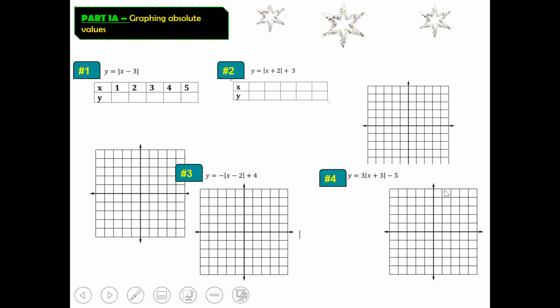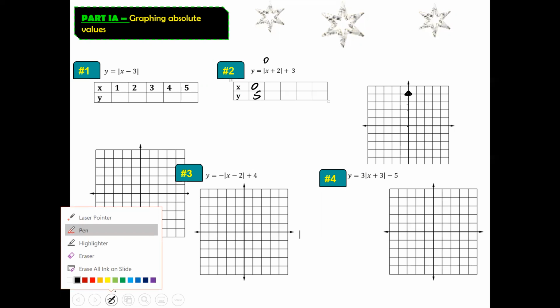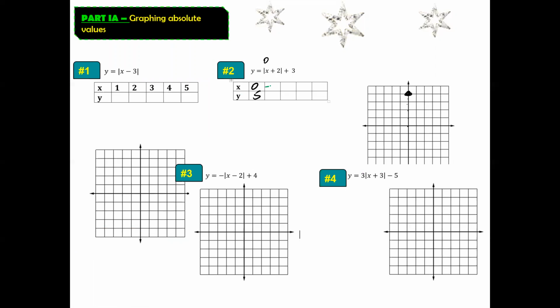With number 2, you just pick some points. If x equals 0, plug it in here. 0 plus 2 is 2, 2 plus 3 is 5. So your first point is at 0, 5. Next, let's pick maybe a -1. -1 plus 2 is a 1, 1 plus 3 is a 4. So at -1, 4. Next, we're going to pick a number at 2. 2 plus 2 is a 4, 4 plus 3 is going to be a 7. So at 2, 7.